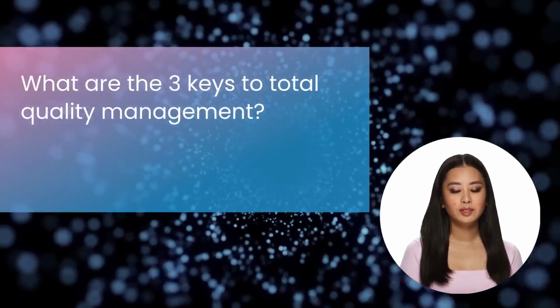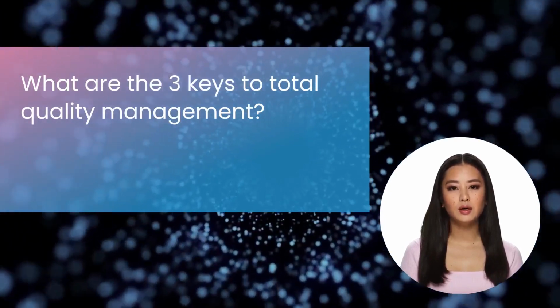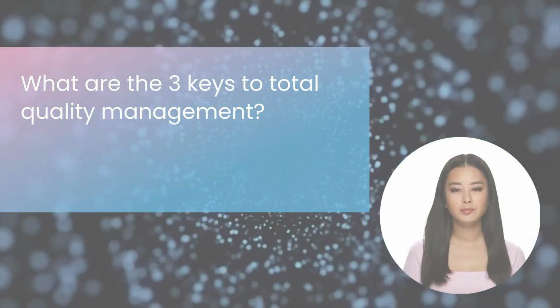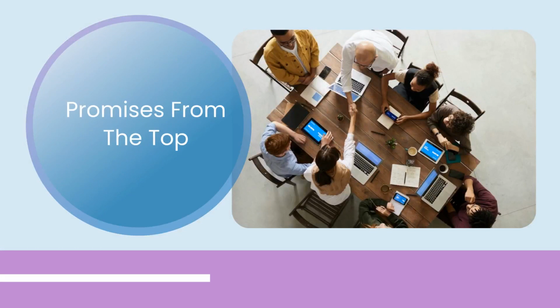A lot of people think that these 3 things are the keys to total quality management, TQM. Promises from the top: leaders promise to maintain quality and make improvements all the time. Employee involvement: it means getting workers at all levels involved and giving them power. Customer focus: focusing on the customer means really trying to understand and meet their wants.